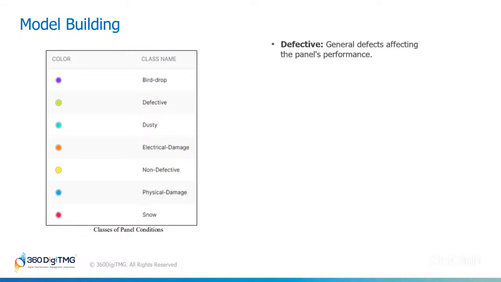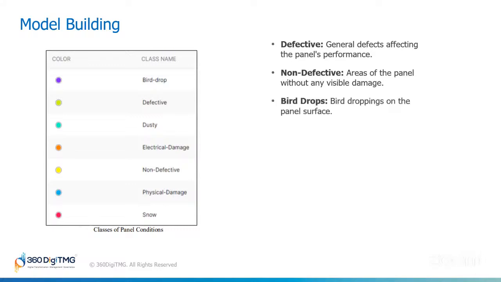So defects: the general defects affecting the panel performance. Next we have the non-defective: the area of the panel without any visible damage. Next we have the bird drops. And then we have the electrical damage: the damage due to electrical issues such as burn marks or hot spots. Basically, whatever the burns, burn marks or hot spots, they all come under the electrical damage.